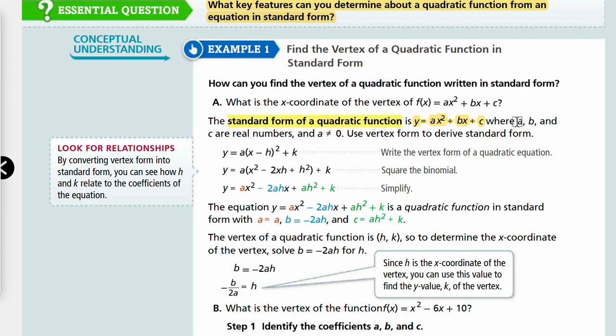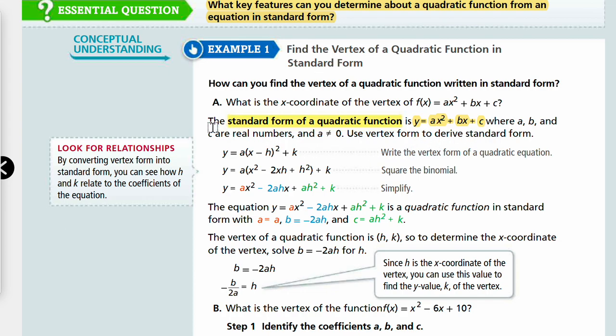So we're going to use this form a lot, but we're also going to use vertex form to get the standard form. Okay, because if we have a vertex and another point, it's really easy to write an equation using vertex form. But after that, we can write it as a standard form and change it. Right? So how could we find the vertex of a quadratic function written in standard form? If we see a quadratic function in standard form, could we find the vertex? Yes, we can, but how?